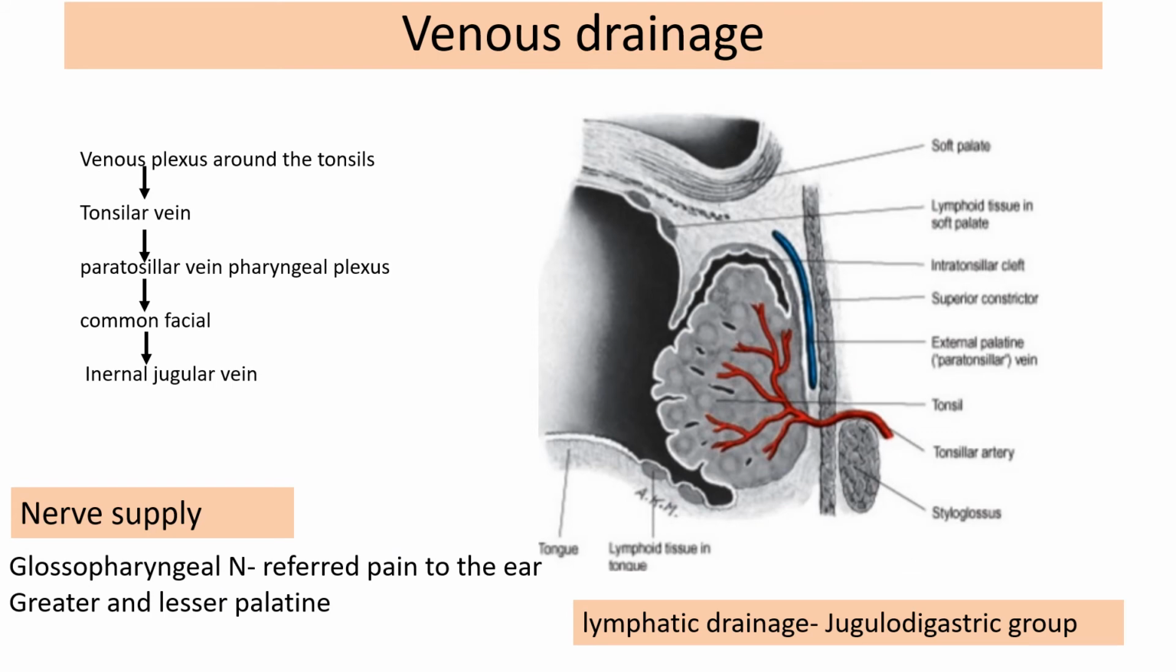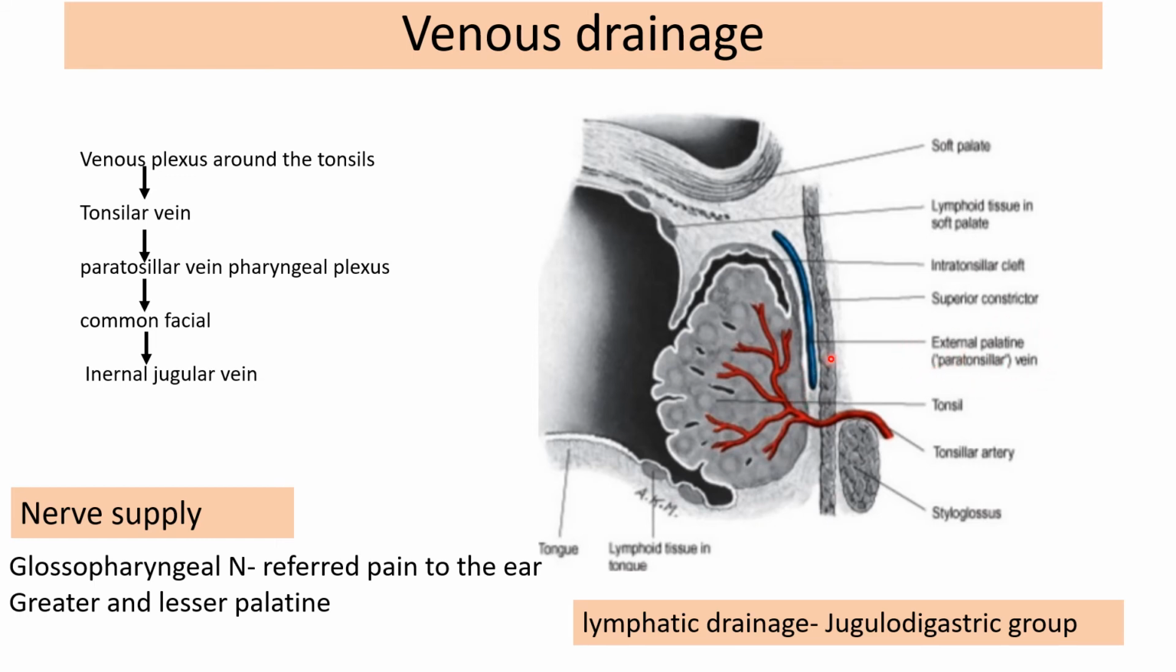Let's see the venous drainage. As I have told you in the previous picture, when we drew the horizontal section, the paratonsillar veins are the veins which drain part of the soft palate also, and the smaller veins draining the substance of the tonsil make the tonsillar vein, which will run into the paratonsillar space. It is called the paratonsillar vein or external palatine vein. Remember, external palatine vein or paratonsillar vein, that is the same.